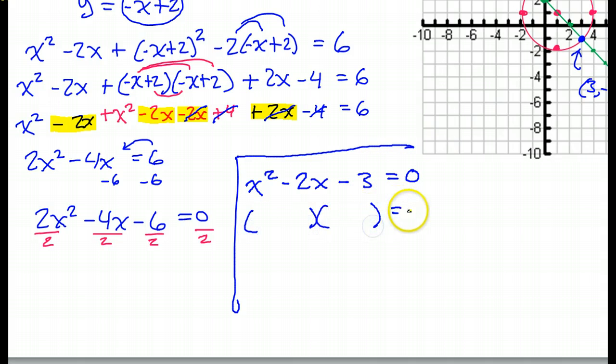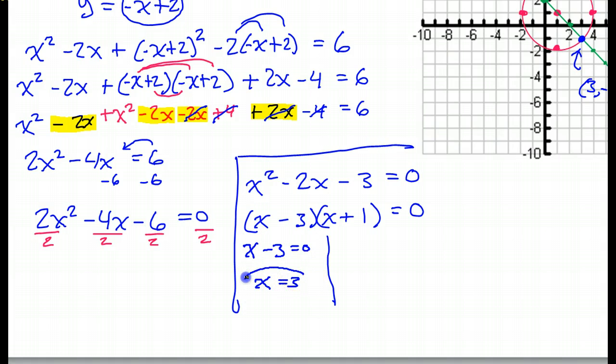When I go to factor this, x squared can only be x times x. 3 can only be 3 times 1. Now I need a negative 2x in the middle. Inner, I have 3x. Outer, I have 1x. I can get a negative 2 out of this if I have a negative 3 and a positive 1. So there's my negative 3, and here's my positive 1. But I need to set these equal to 0. If I do x minus 3 equals 0, I'm going to get x equals 3. And if I do x plus 1 equals 0, I'm going to get x equals negative 1.